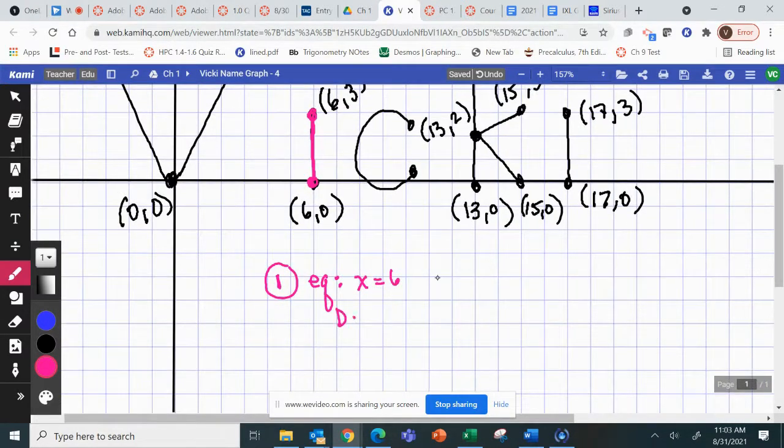My domain is going to be the X values. So in this pink graph, if I were to list every single ordered pair that is graphed here, what X values am I using? This is a very simple answer, so don't think into it too far. Just the number 6. That's it. So my domain for this one is still just x equals 6. My equation and domain are the same for this. That's okay.